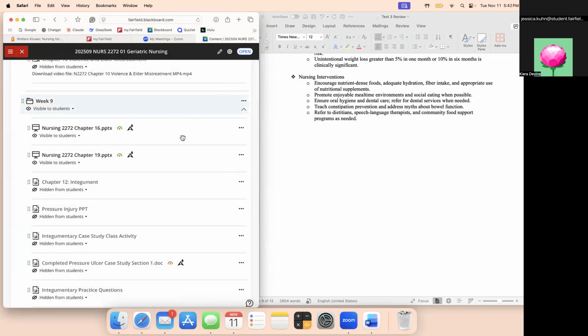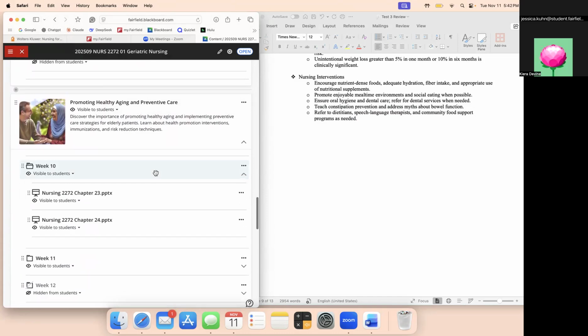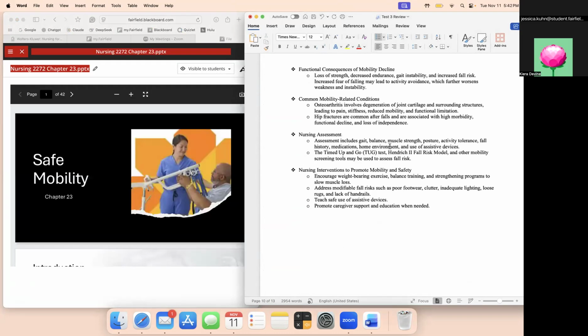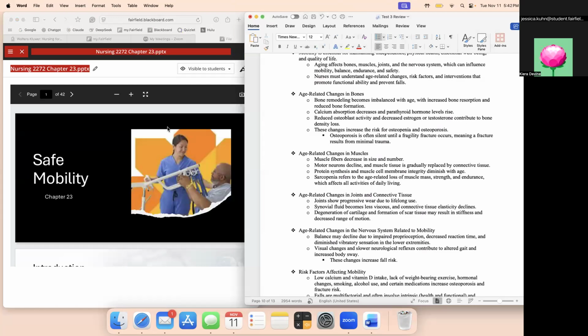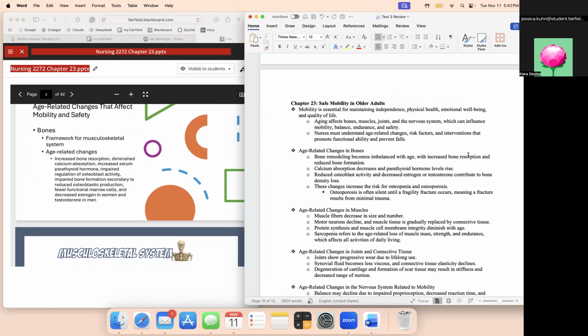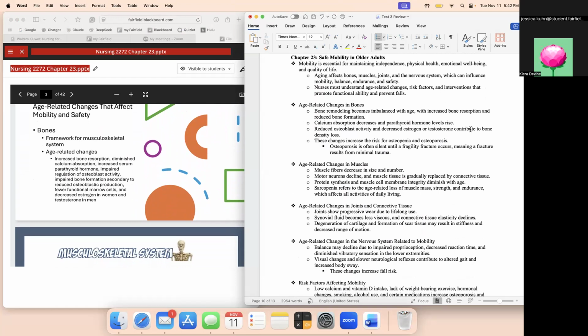All right, we're going to move on to chapter 23, safe mobility in older adults. Mobility is essential for maintaining independence, physical health, and emotional well-being. Aging affects bones, muscles, joints, and the nervous system. Nurses must understand the age-related changes, risk factors, and interventions in order to promote functional ability and prevent falls.